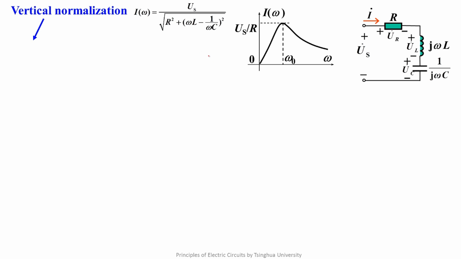The vertical normalization is the magnitude of the current over the magnitude of the current at resonance. It makes the magnitude of the current at resonance always 1 in any resonant circuit. Let's do a detailed derivation.